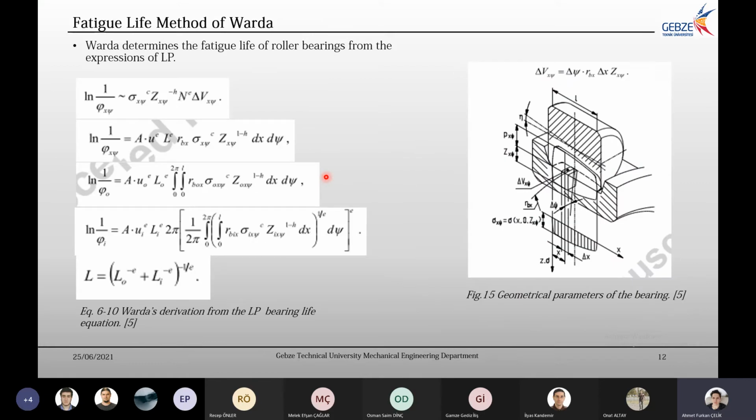This is the fatigue life method of Varda. Not going too deep into it. He has modified the empirical equation of Lundberg-Palmgren, and the equation becomes something like this. We have the parameters in the geometry as well. This is also another approach.